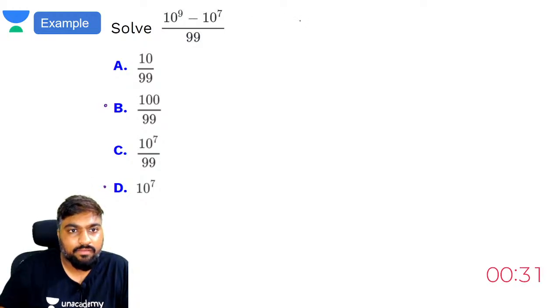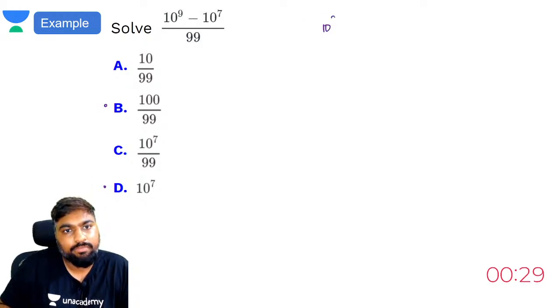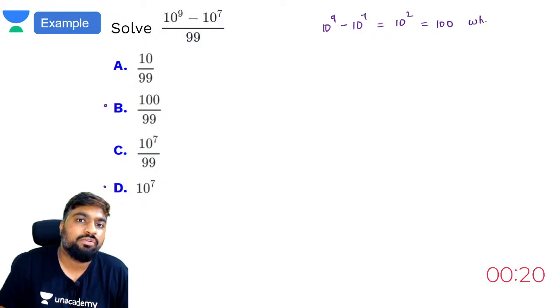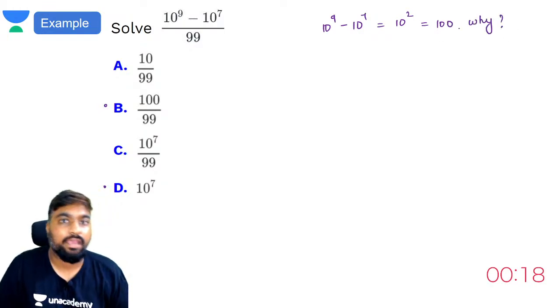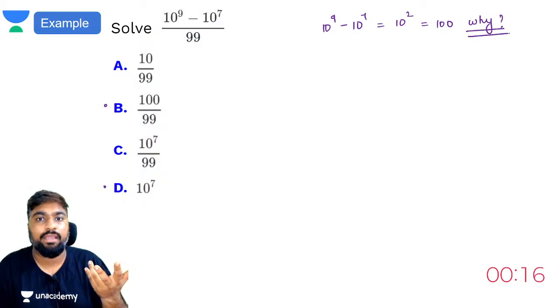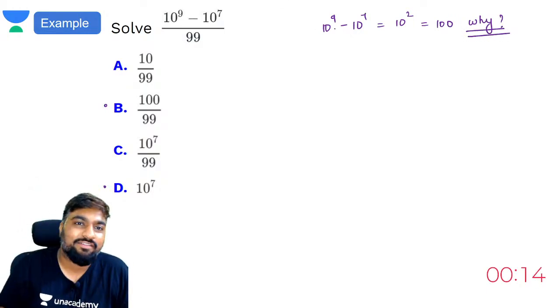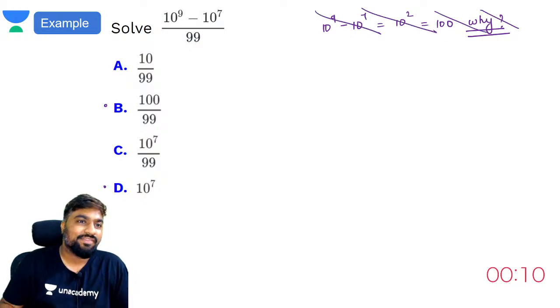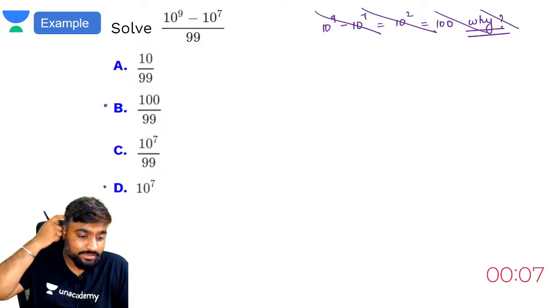Okay, so guys, whoever thought that 10 to the power 9 minus 10 to the power 7 is 10 to the power 2 because 9 minus 7 is 2 is equal to 100, why would you do that? Why bro? Why? Doesn't work with addition subtraction guys. No. Yes, I hope you're getting this.